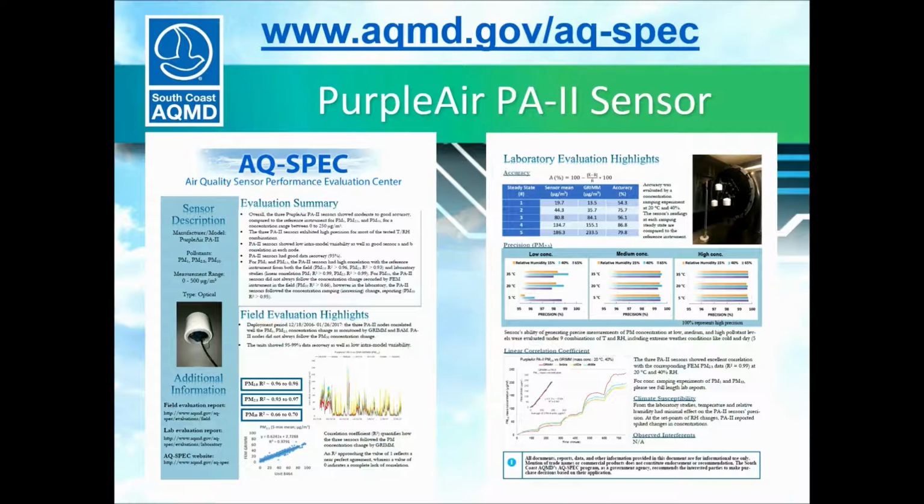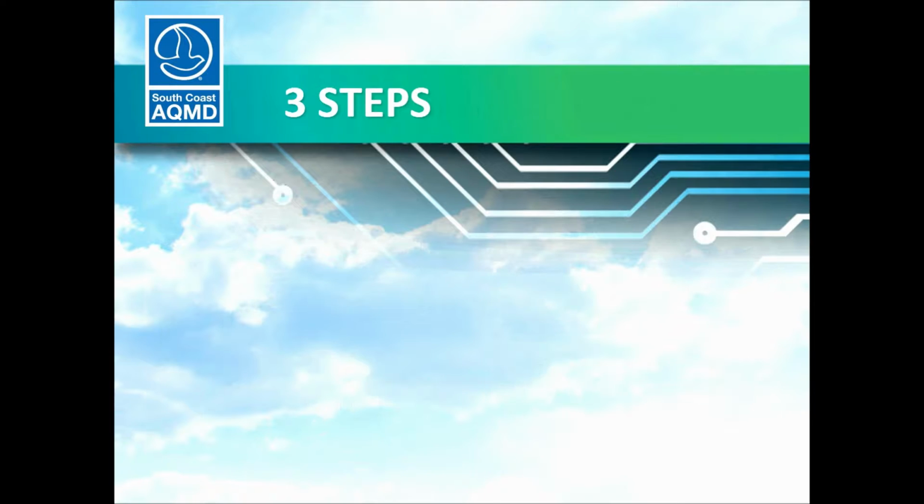All those results are publicly available on our AQ-SPEC website, and you can see that at the top of this slide. This is one of the reports that we have on the Purple Air sensor, highlighting the performance of that sensor both in field evaluation and in laboratory evaluation results. We also have a specific field report and a laboratory report that can be found on our website.